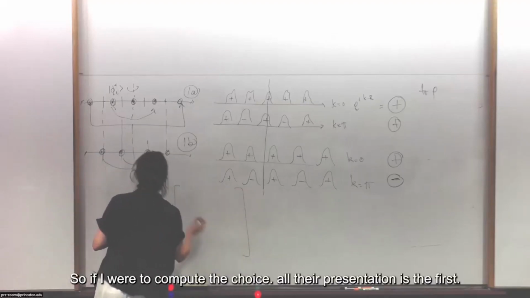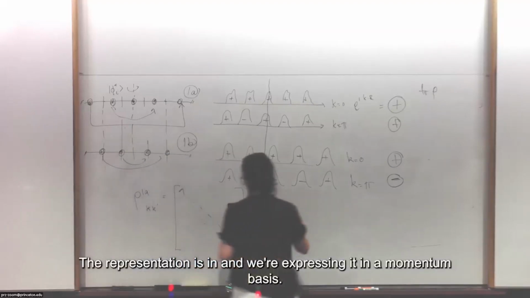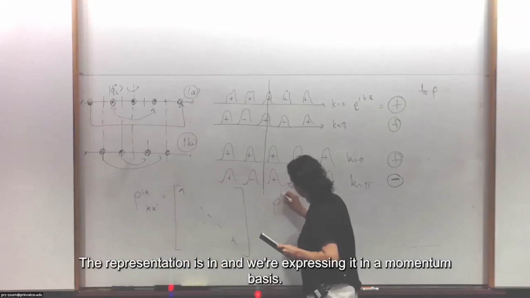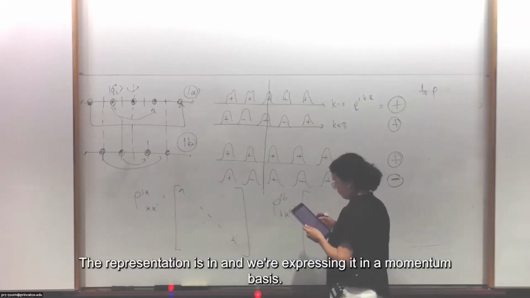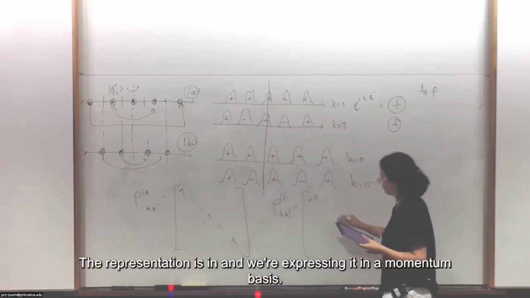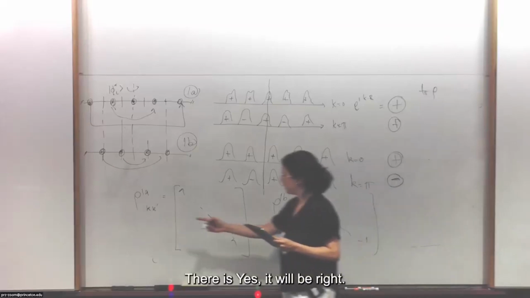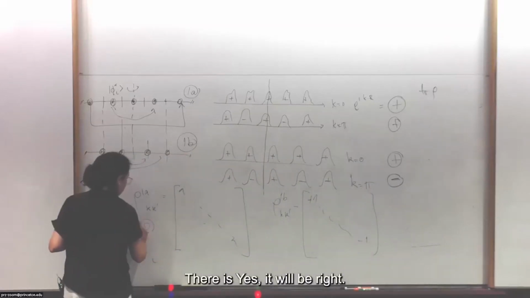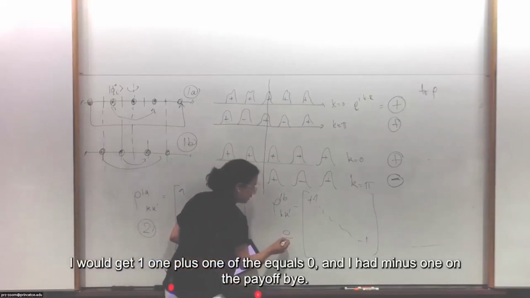The 1A will have a bunch of zeros and ones, things that don't enter the trace. And in the 1B, I would get +1 on the k equals 0, and I get -1 on the k equals pi. So if I take the trace here, this one is going to give me 2, again independent of the basis that I'm looking at, obviously, and this one is going to give me 0.